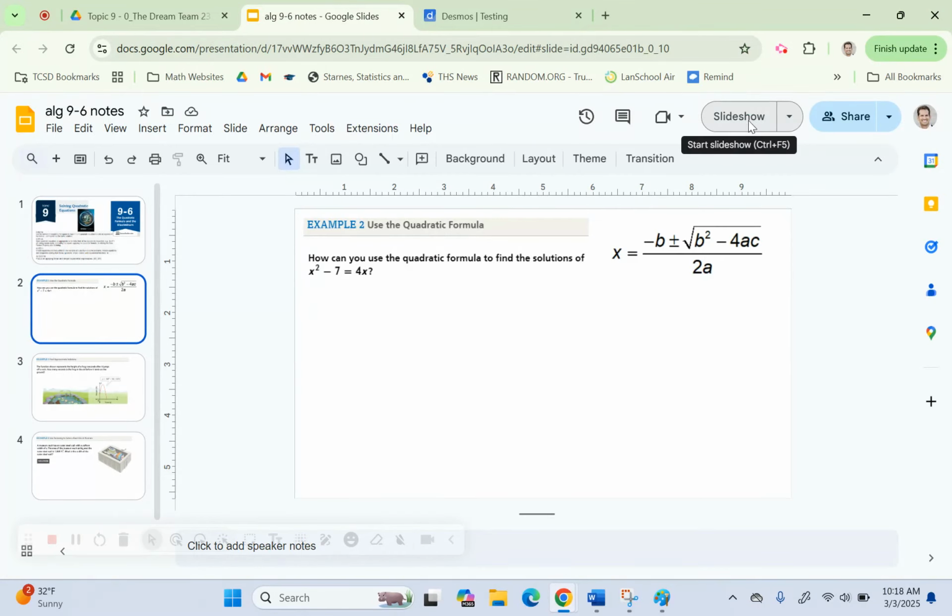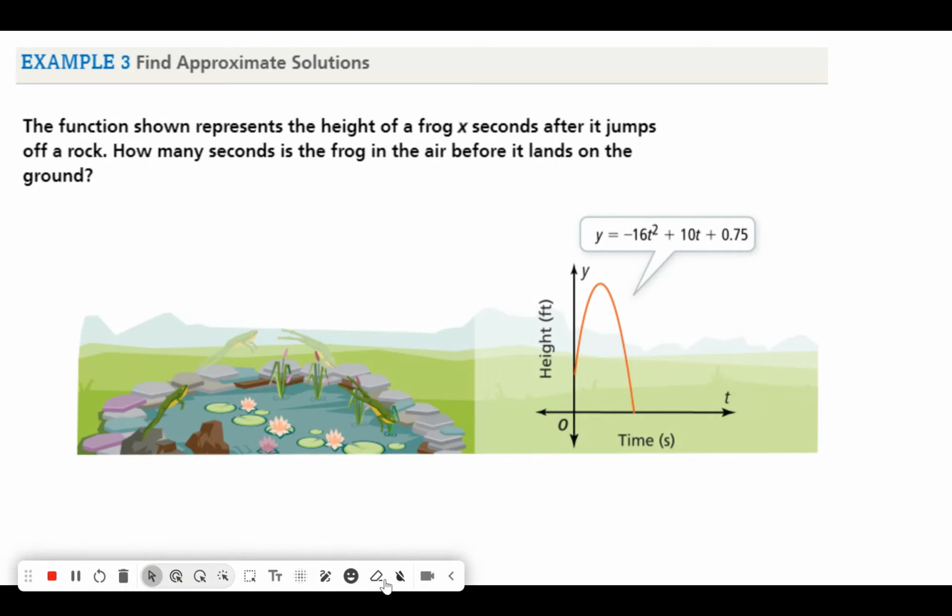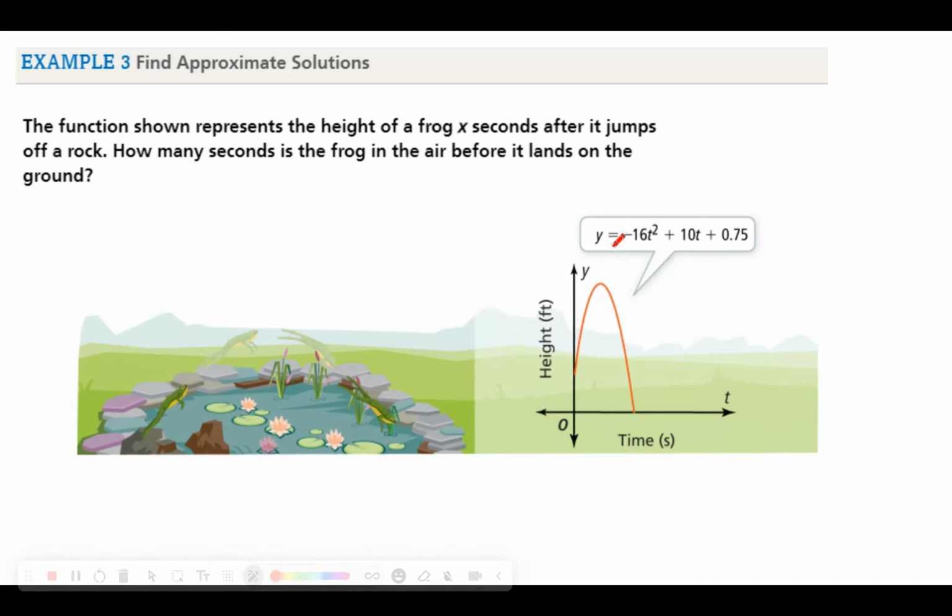All right, next example. So now we're going to do a couple word problems. The function shown represents the height of a frog x seconds after it jumps off a rock. How many seconds is the frog in the air before it lands on the ground? So this problem here represents this frog jumping.